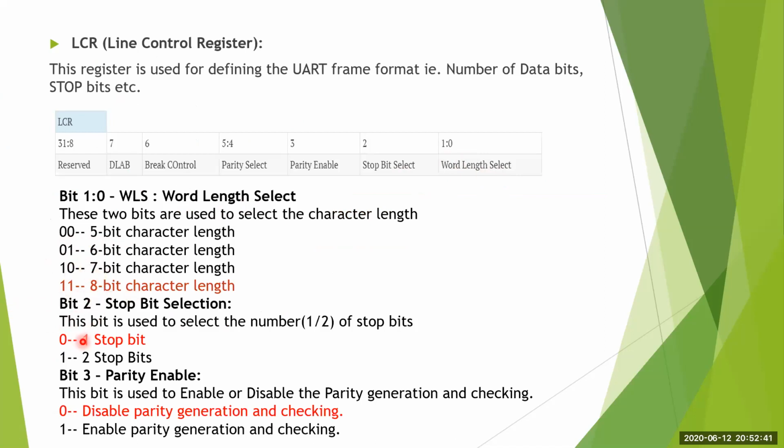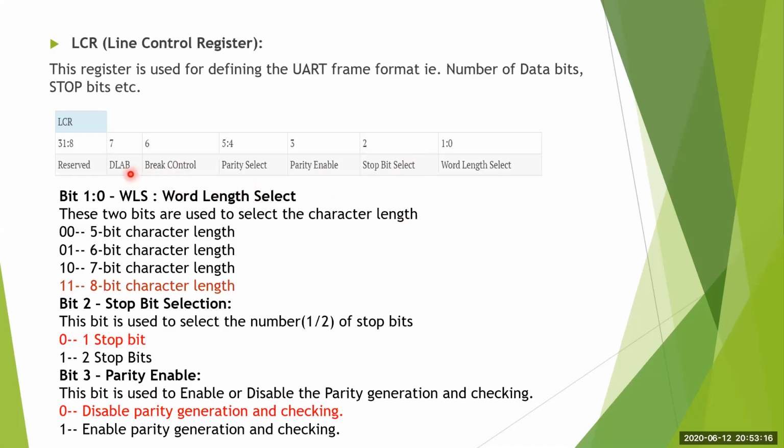Similarly, bit 2: if it is 0, it indicates one stop bit. If it is 1, it indicates 2 stop bits. This means 8 bits followed by, if I use a 0 here, 1 bit representing one stop bit after the transmission of data. Next, parity enable: I am not going to check the parity status, so this will be 0 by default. If I am not enabling it, then the parity select will also be 0. Break control will also be 0.